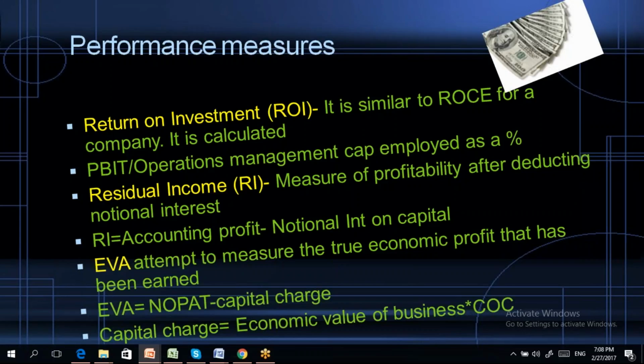Now, capital charge is based on the economic value of business. You remember we were talking about RI. In the RI, we were basing that charge on the total assets. But here we don't look at the total assets. You know what's the problem with total assets? For example, you and I both buy vehicles for two different businesses, but we are in an identical business, right?